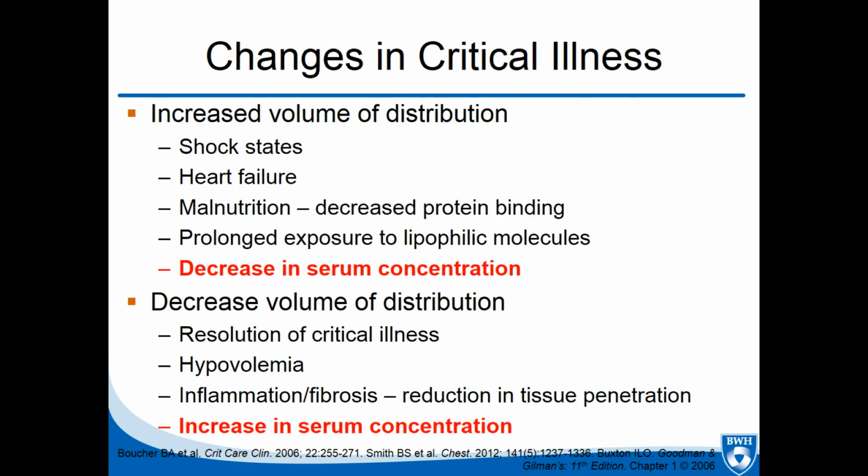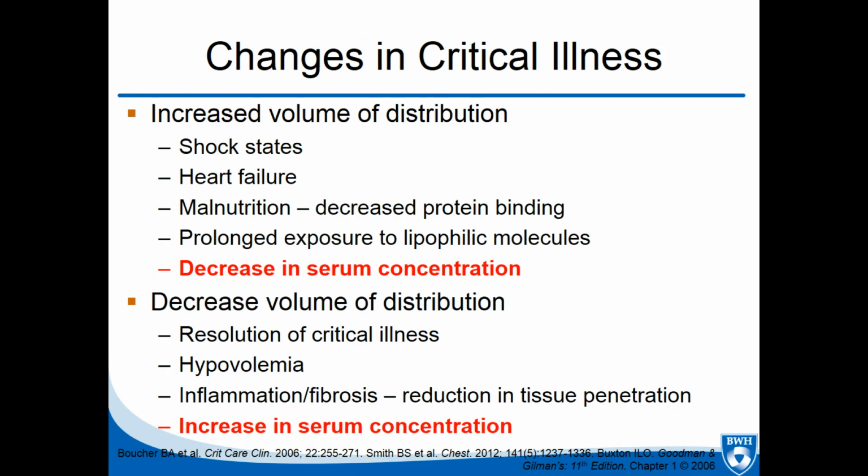And so to sum up the changes in distribution in critical illness, it's not all one change. There are going to be changes that are increased volume of distribution, changes that are decreased, so that's where it's important to consider the differences in our disease states. So we'll see an increased volume of distribution in shock states, particularly, say, the early stages of septic shock when we're doing massive fluid resuscitation, also heart failure, again fluid, different mechanism, but malnutrition will really lead to less protein for drugs to be bound to.